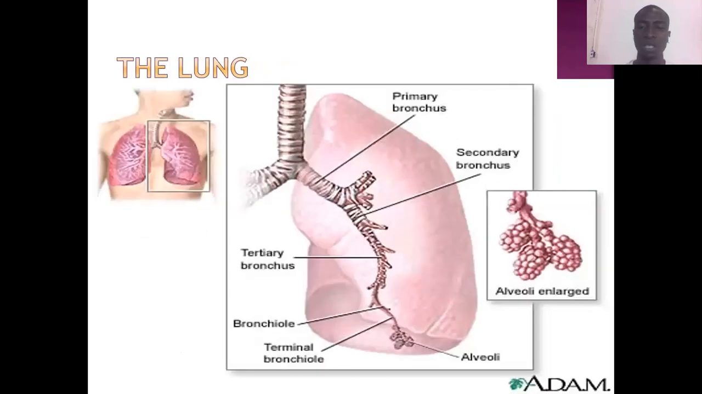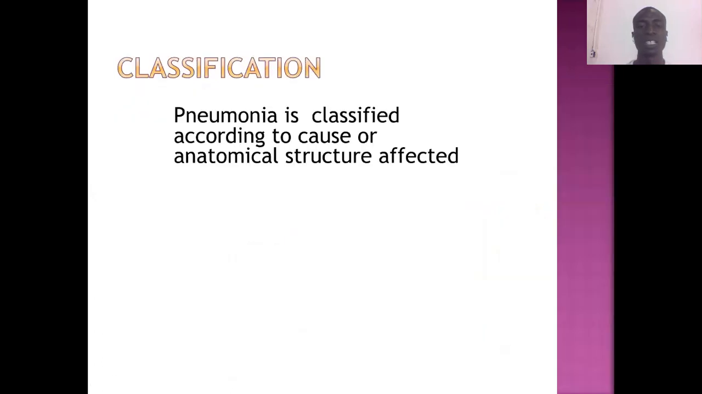So this is the structure of the lung. Inflammation of the tissue of the lung is what pneumonia is. This is the respiratory system: the primary bronchus, the secondary bronchus, the alveoli, the bronchi, the terminal bronchi. We're going to look at all these in detail, at what happens to the structures of the lung, the tissue of the lung.